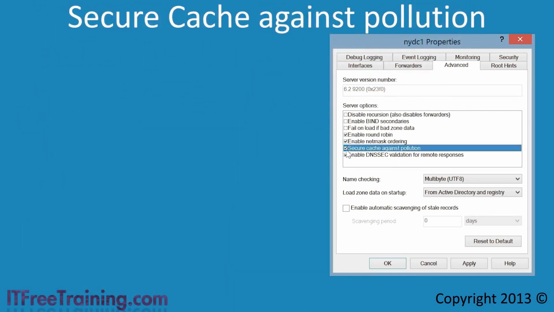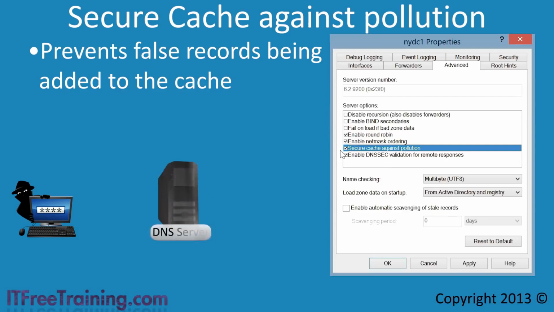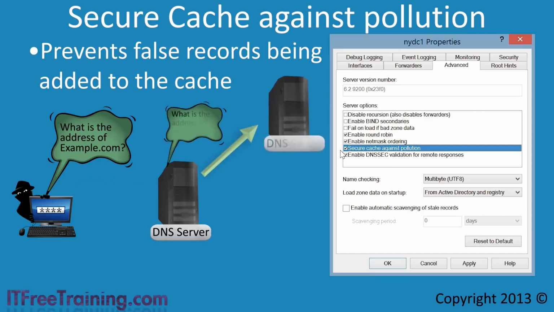The next option is Secure Cache Against Pollution. This setting is on by default and helps prevent false records from being added to the cache. To understand why, consider that you have an attacker on the network who has a fake website they want people directed to. A form of attack is for the attacker to ask the DNS server the address of a website. The DNS server does not know the address, so what it will do is ask another DNS server. What the attacker will do now is send multiple responses back to the DNS server, trying to make these responses look like legitimate responses from a DNS server answering the original query.